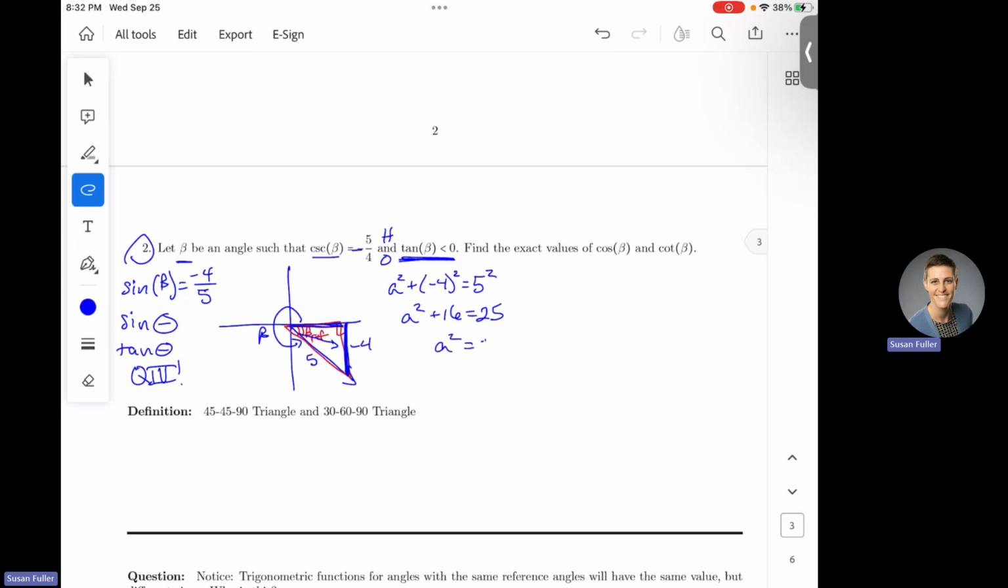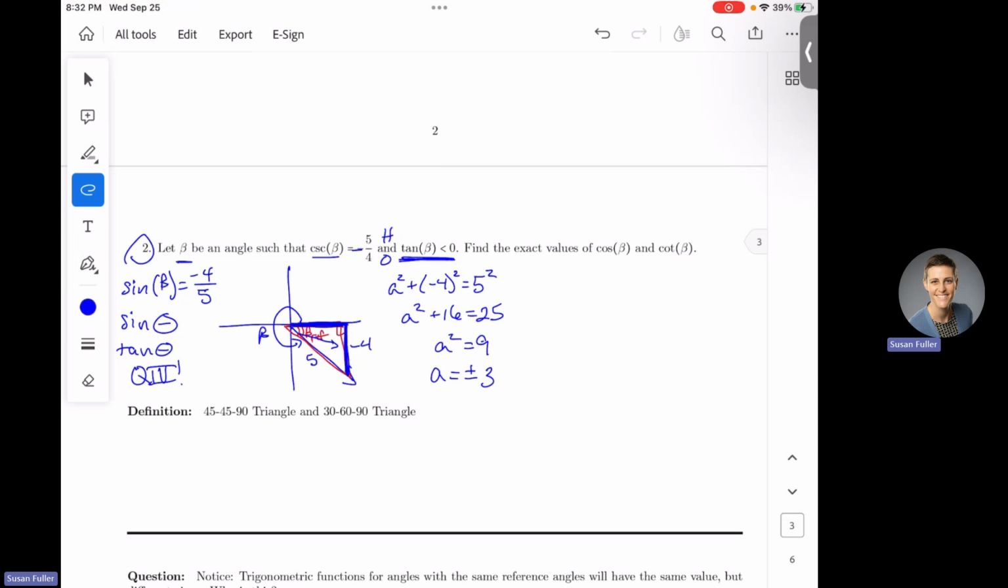You'll subtract 16 from both sides, and you'll get that a squared equals 9. Now that we are on the Cartesian plane here, we have to be more careful. And when we take the square root of both sides, a could be positive or -3. We have to remember our plus and minus here. So now we have to decide whether this side is +3 or -3.